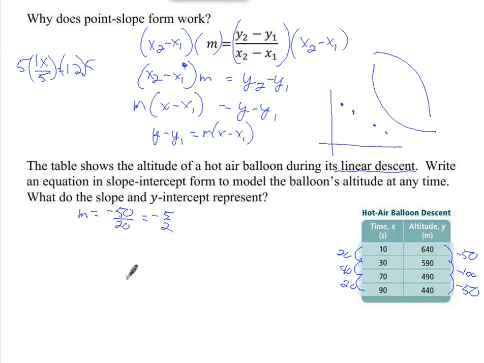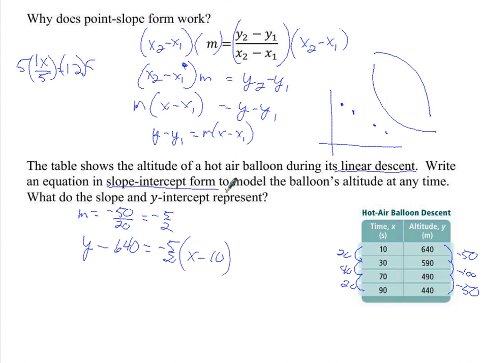divided by the 20, which I reduced down to negative 5 halves. Rather than bothering with trying to figure out what the y-intercept is by writing my equation right now in slope-intercept form, I'm going to use point-slope form to start. So I'm going to write y minus. All I need is a y1. I can use this first ordered pair right here that I'm given. 640 for that y1. So y minus 640 equals my slope, negative 5 halves, times x minus the x-coordinate there, which was 10. Just pulled one random ordered pair. You can pick any ordered pair you want off of that set of data. I picked the top one.